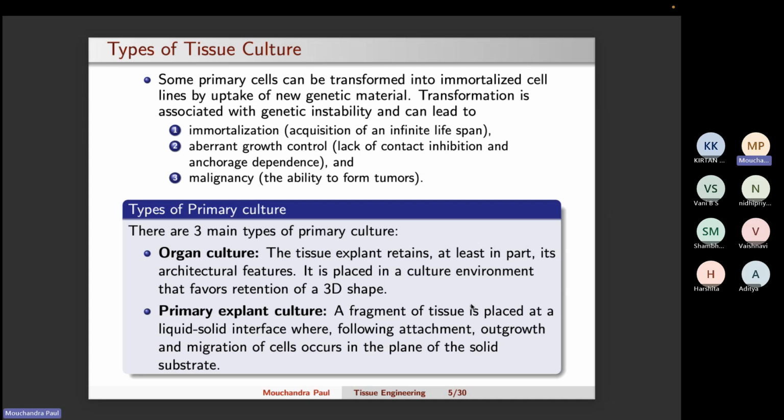In primary explant culture, you take that tissue, and rather than growing it as a whole, you fragment it. You cut it, chop it up into small pieces, and then allow those small pieces to grow in suitable conditions.